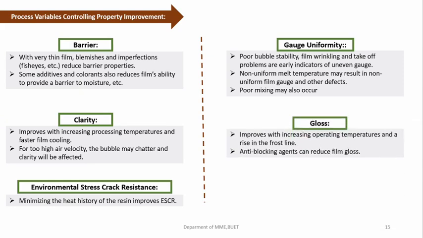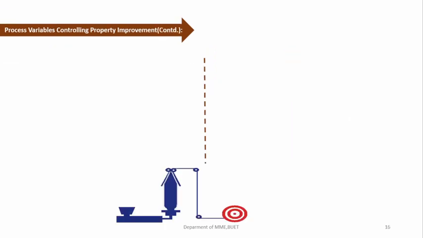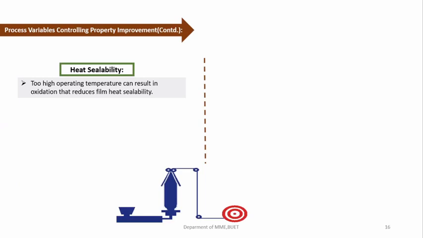Next, for gloss, it can be improved with increasing operating temperature and the rise in the frost line, and in case of anti-blocking agents, it can reduce the film gloss. Now, for stiffness, higher density resin gives stiffer films. Again, for heat sealability, too high operating temperature results in oxidation that reduces the film heat sealability.